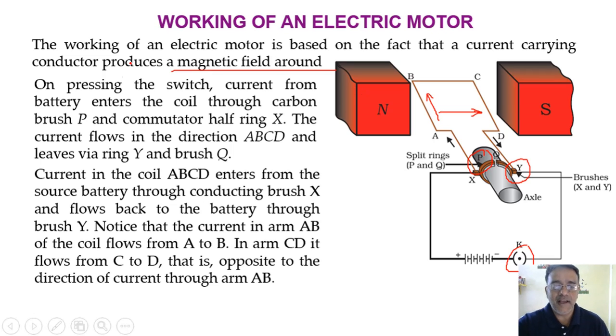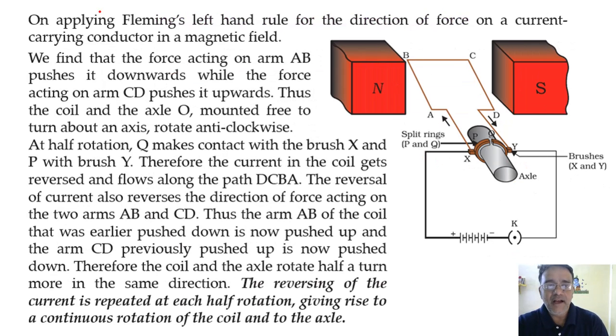The current in the coil ABCD enters from the source battery through conducting brushes, brush X, and flows back to the battery through the brush Y. Notice that the current in arm AB of the coil flows from A to B, and in the arm CD it flows from C to D. That is the direction opposite to the direction of current through arm AB. Okay. And on applying Fleming's left hand rule for the direction of force on a current carrying conductor in a magnetic field, we find that the force acting on arm pushes it downward.